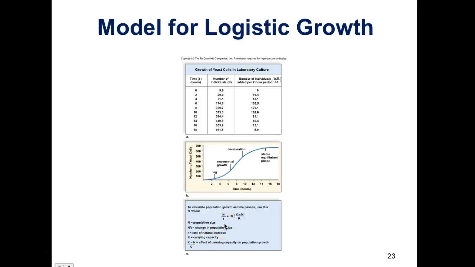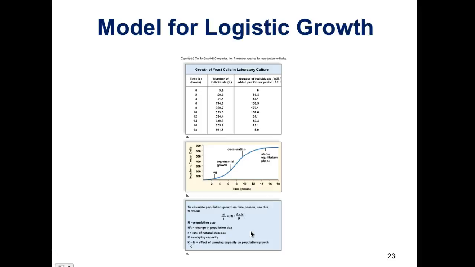To calculate the population growth as time passes, you could use dN over dt equals rN times what would be known as the effective carrying capacity on population growth. And the effective carrying capacity is K minus N over K. So K itself represents the carrying capacity. N is going to represent the population size, and r is equal to the rate of natural increase. And we'll look at that a little bit more.